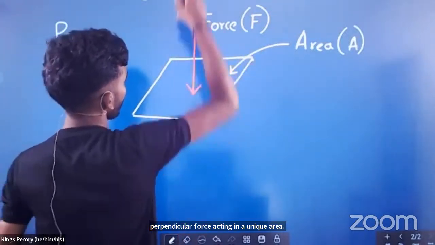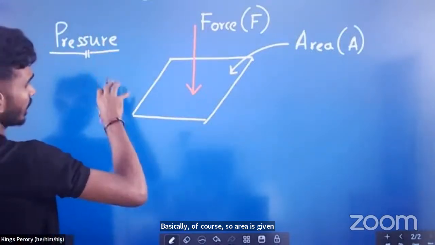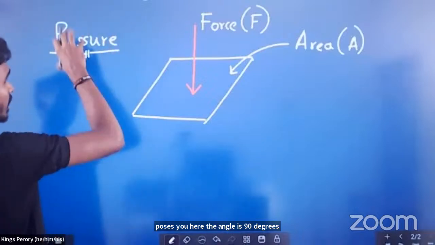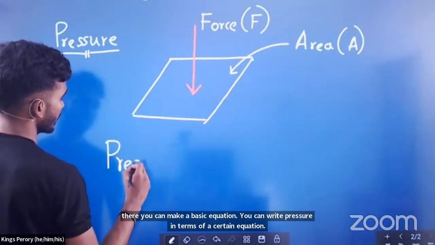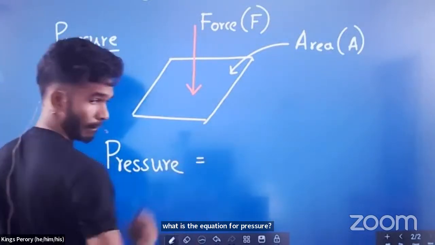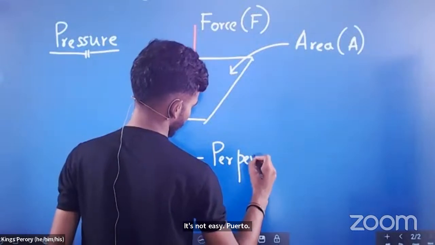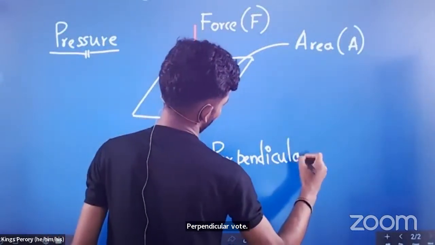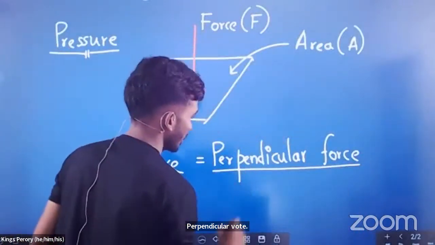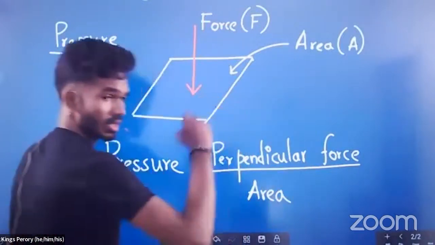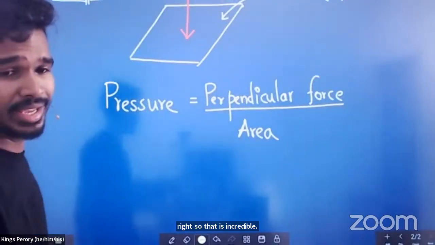So area is given, force is given. Here the angle is 90 degrees. From there you can make a basic equation. You can write pressure in terms of a certain equation. What is the equation for pressure? Pressure is equal to perpendicular force divided by area.